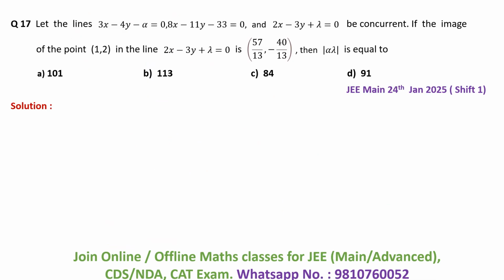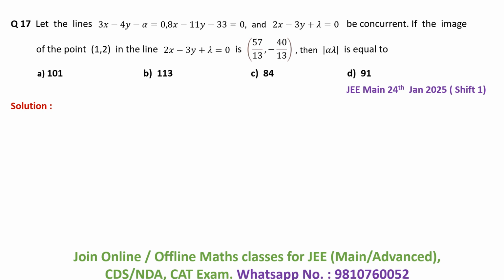Now students, this question is based on the topic of straight lines. It says, let the lines 3x minus 4y minus alpha equal to 0, 8x minus 11y minus 33 equal to 0, and 2x minus 3y plus lambda equal to 0 be concurrent. If the image of the point (1, 2) in the line 2x minus 3y plus lambda equal to 0 is (57/13, minus 40/13), then mod of alpha into lambda is equal to.